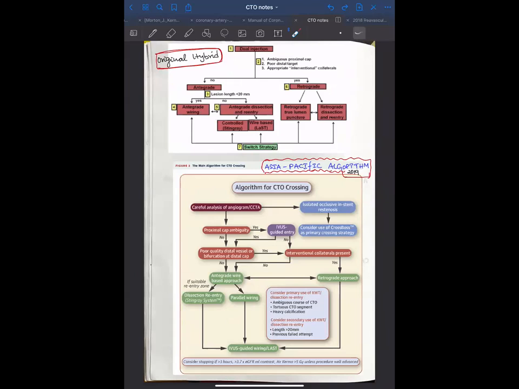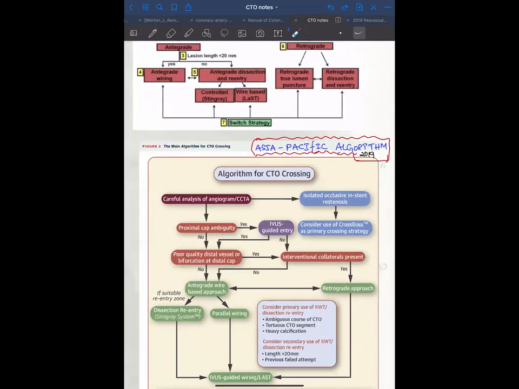But then in 2019, the Asia Pacific group came with a new algorithm. The basis for this new algorithm is that we don't have Stingray very easily available in all the labs, and the Asia Pacific group felt that they have had significant success with just antegrade wire escalation. So they give more importance to going antegrade. What they say is, you first carefully analyze the angiogram. If it is an ISR, like I mentioned, then you can use Crossboss, because Crossboss has very high chances of antegrade successful crossing in in-stent restenosis.